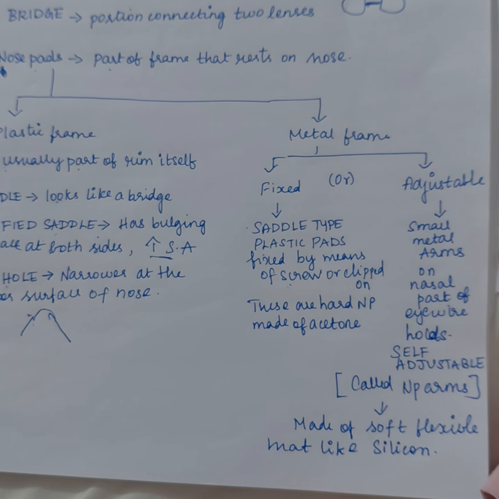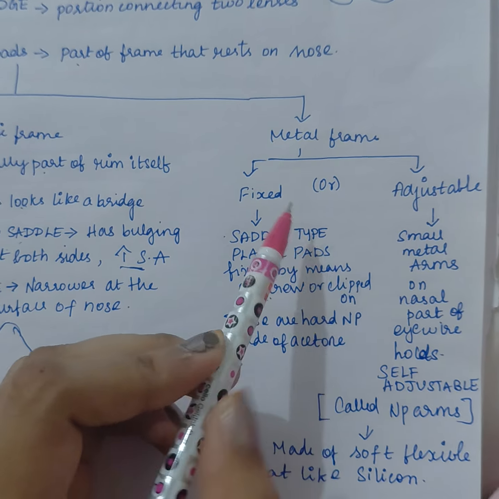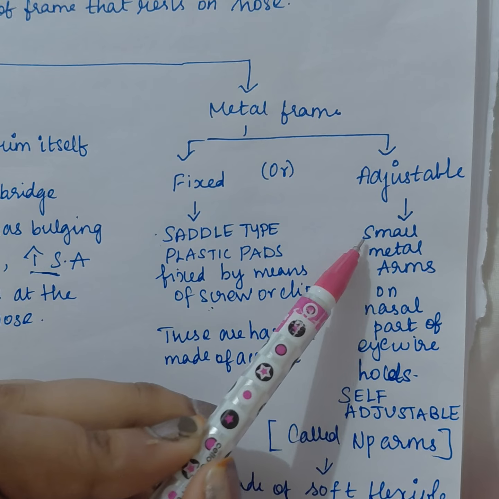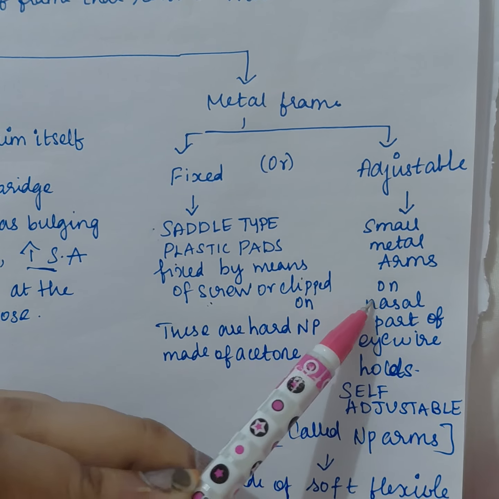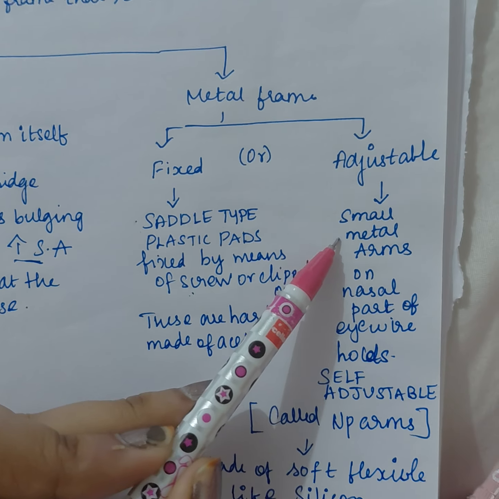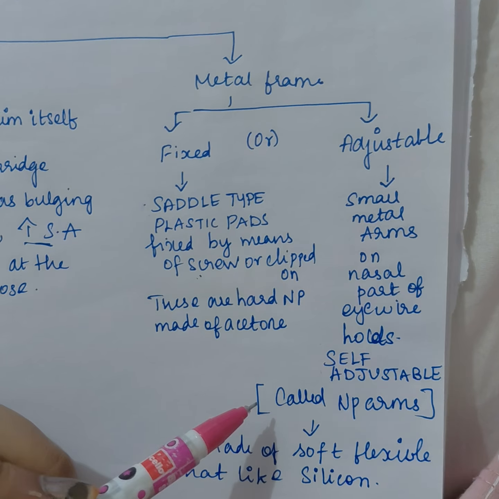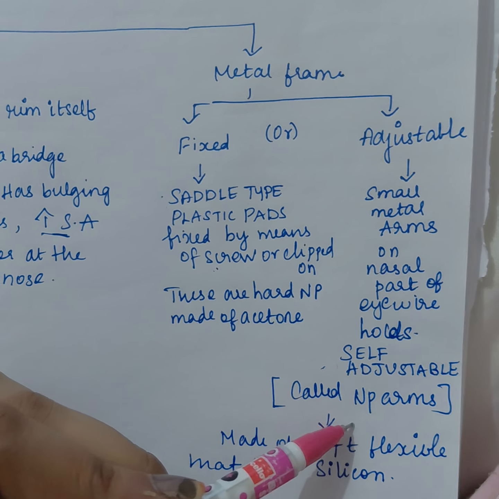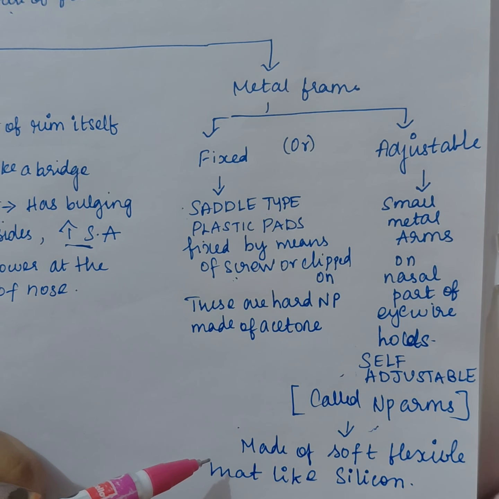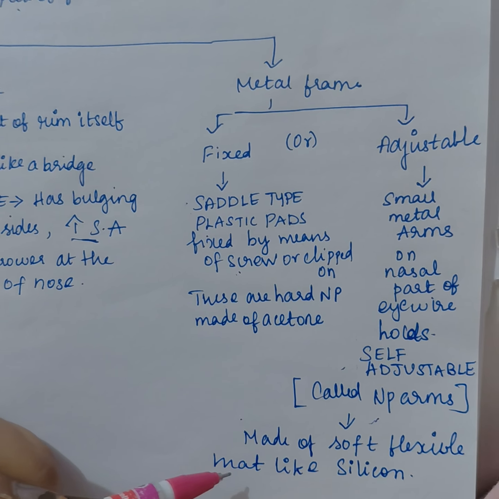But in the metal frames, there is also another option for the nose pads, that is the adjustable. It has small metal arms on the nasal part of the eye wire. So the small metal arm will hold the self-adjustable nose pads. So it is called the nose pad arms. It is made of a soft, flexible material like silicone.